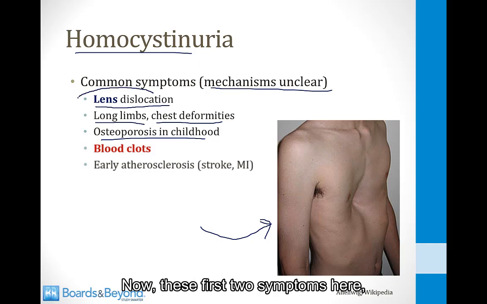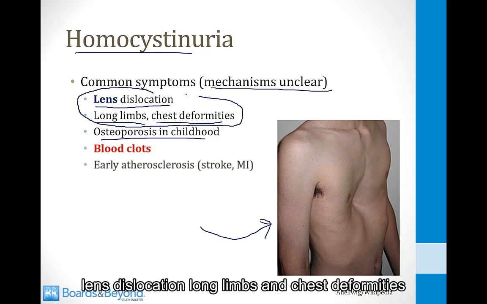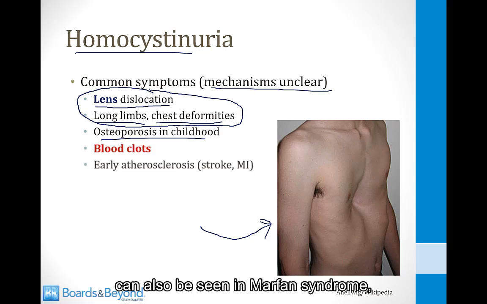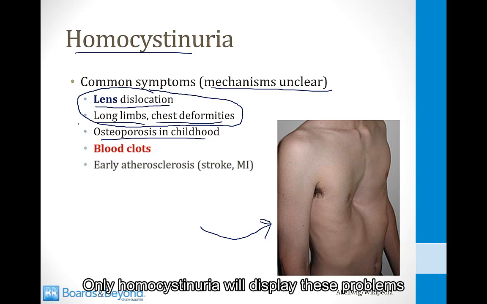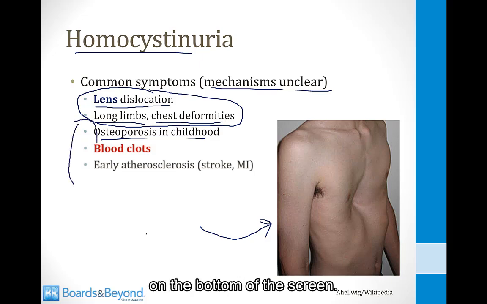Now, these first two symptoms here, lens dislocation, long limbs, and chest deformities, can also be seen in Marfan syndrome, but don't get confused between Marfan syndrome and homocystinuria. Only homocystinuria will display these problems on the bottom of the screen.